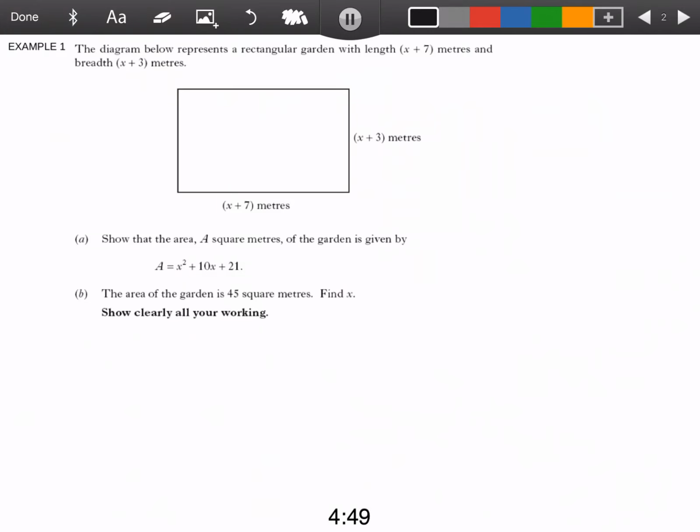So in this one here, we've got a rectangular garden, the length is x plus 7 and the breadth is x plus 3. Show that the area is given by this function here. The area, well, this is a rectangle, remember, part A. How do we work out the area? Well, area of a rectangle is length times breadth.